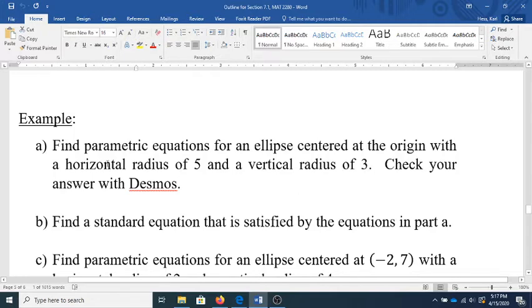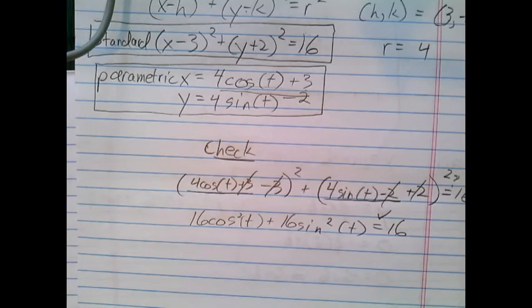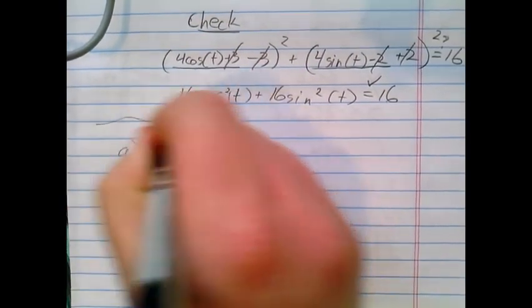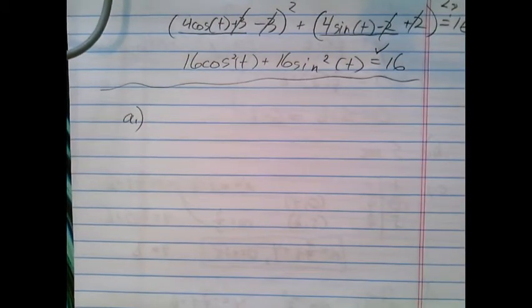Alright, so find parametric equations for an ellipse centered at the origin with a horizontal radius of 5 and a vertical radius of 3. Okay, check your answer with Desmos. Well, I will do that. Alright, so starting over, part A. Okay, ellipses are actually pretty easy to handle with parametric form, which is why we're actually going to see them in parametric form before we see them in standard form. They're pretty easy to build by just thinking of them as distorted circles.